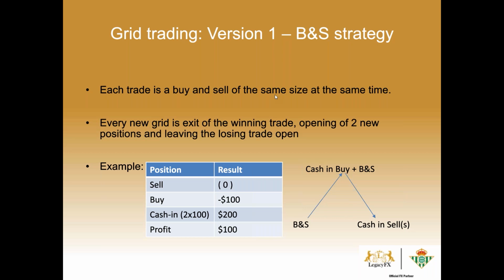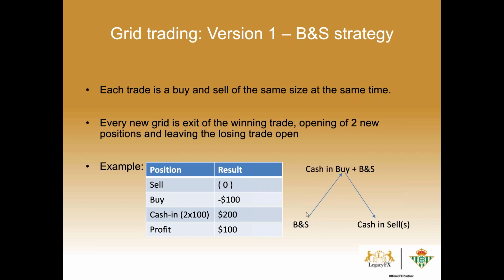So every new grid is an exit for the winning trade and the opening of 2 new positions, leaving the losing trade open. Right? So in an example, let's say this is the market trade, and these are the grids. The first trade, we open a buy and a sell, 1 mini lot, and this is 100 pips, which doesn't really matter. I open 1 mini lot, a buy and a sell.